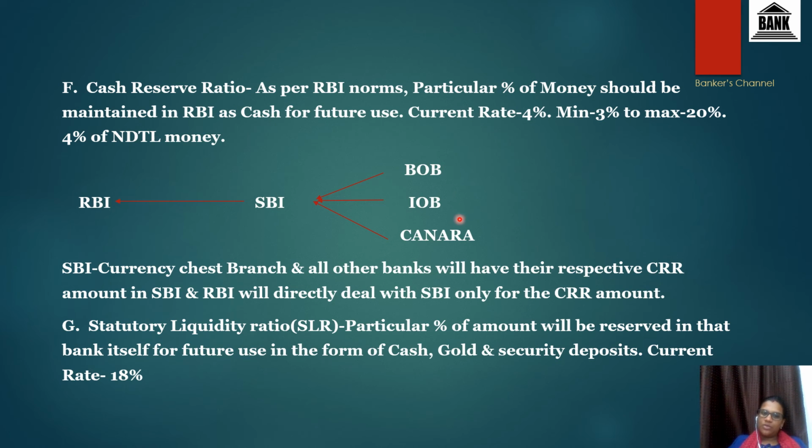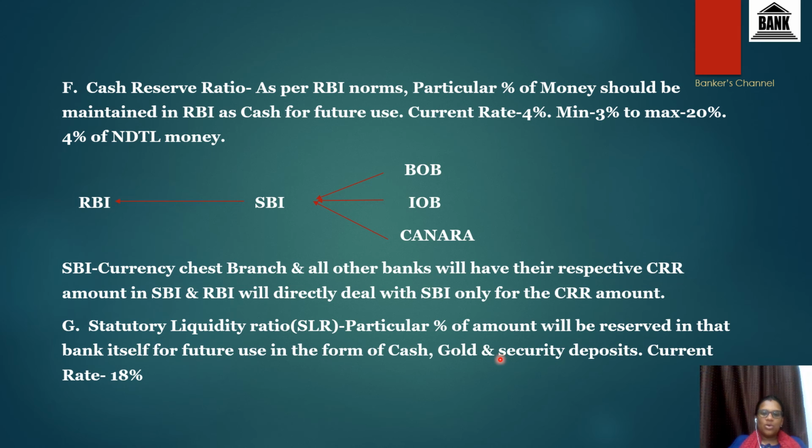For example, Bank of Baroda, IOB, Canara Bank, everybody will have the 4% of NDTL money with SBI, and SBI will directly deal with RBI, as well as RBI will directly deal with SBI. RBI will not deal with Bank of Baroda, IOB, Canara, because SBI is the currency chest branch for RBI. So all branches' CRR will be maintained at SBI, and RBI will have a direct dealing with SBI. Then we will have a look at statutory liquidity ratio.